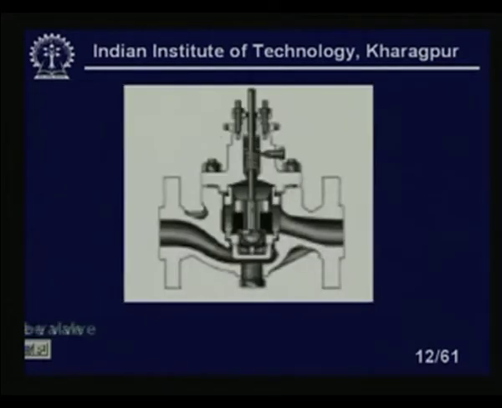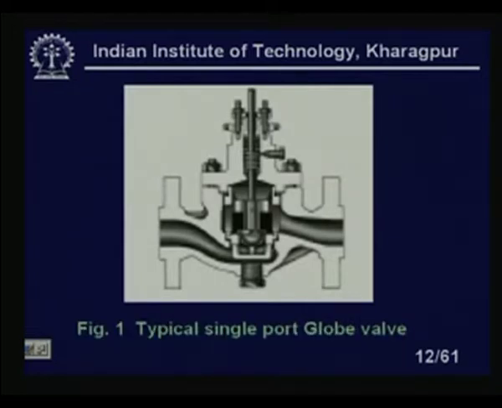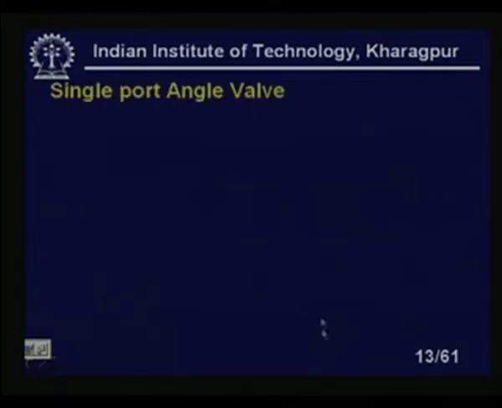You can see here this single port globe valve. The inlet is coming here, inside the body. Here is a seat, so if the seat closes, the liquid cannot flow. This is the stem of the valve. There is a spring, you can see. Here you can see there is a packing. The diaphragm is not shown here. This is a typical single port globe valve.